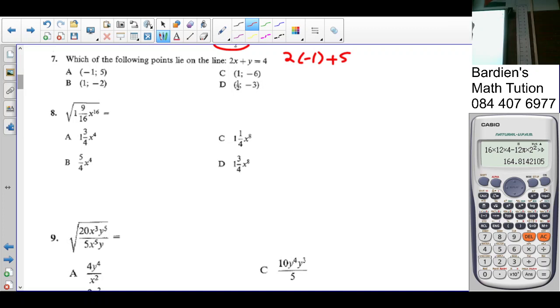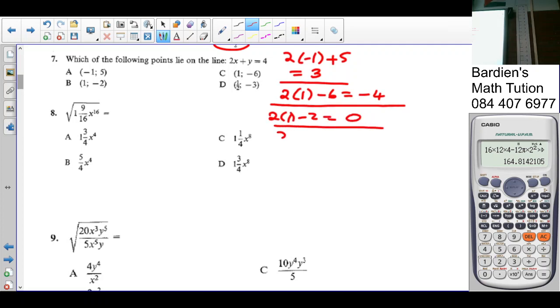What did you guys choose? Hello? What did you guys choose? It will be nice if you give me an answer. 2 times 1 minus 2 is 0. 2 times a half minus 3. None of it works. Correct? What is the answer according to the memo? Sorry?